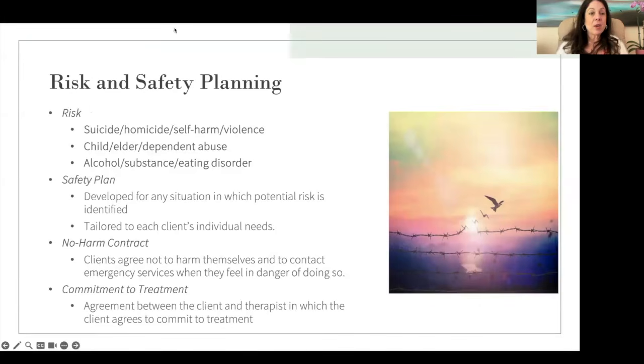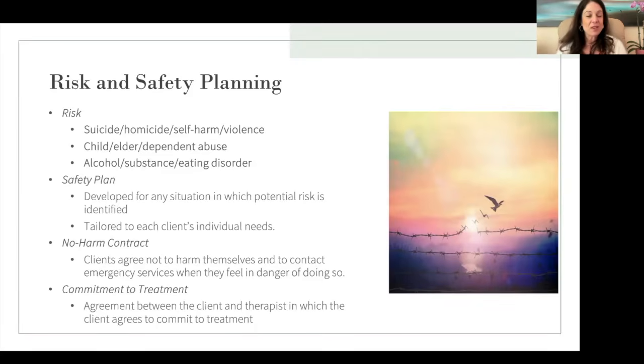So another part of a clinical assessment, at least for most of us, is risk and safety planning. So this is looking at risk of suicide, homicide, self-harm, violence, various forms of abuse, alcohol and substance use, and eating disorders. And then making sure you've put together a safety plan and that you're tailoring it to each client's needs. No-harm contracts are often used around safety planning. There are different arguments for and against.